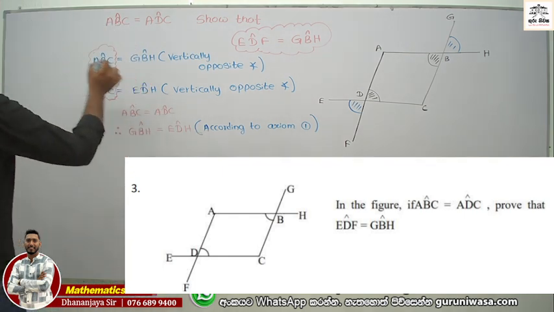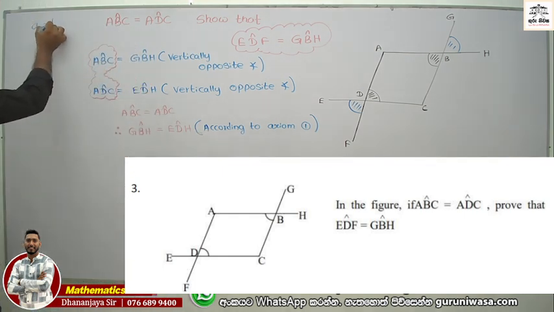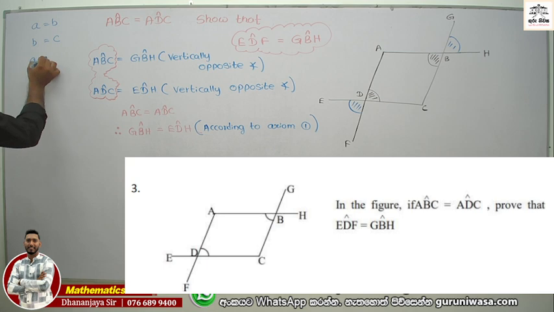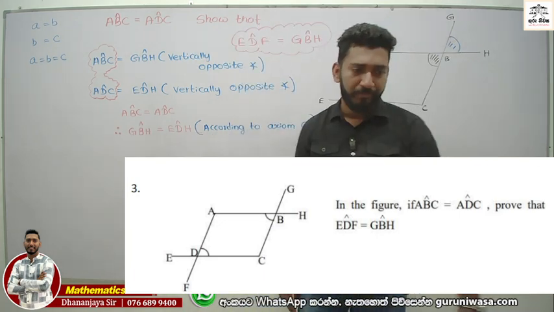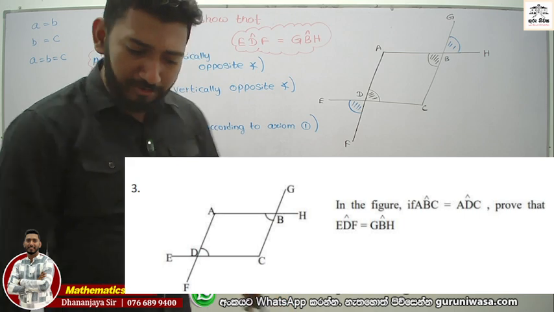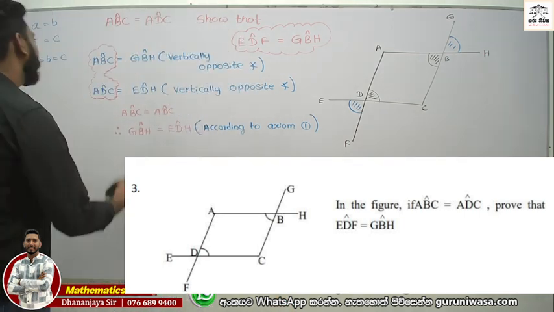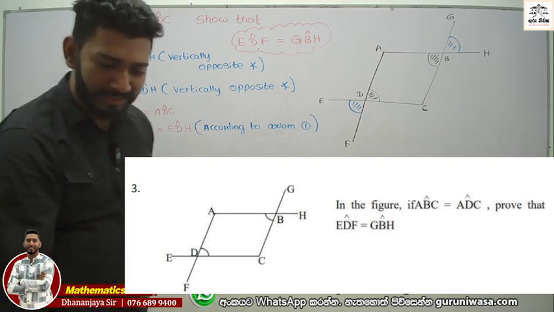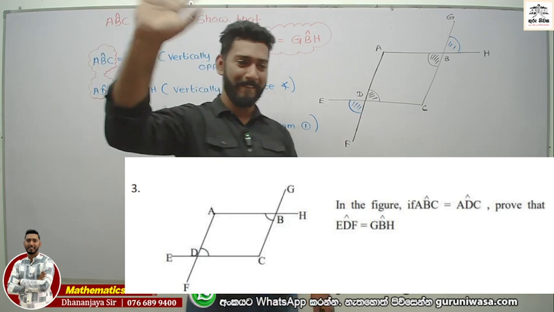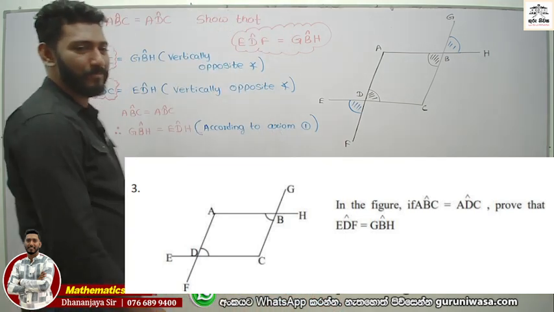Axiom number 1. Look at this. A equals B and B equals C. Therefore, A equals B equals C. Both are equal. Therefore, these 4 things are all equal. Now understood? Yes, sir. Well done.